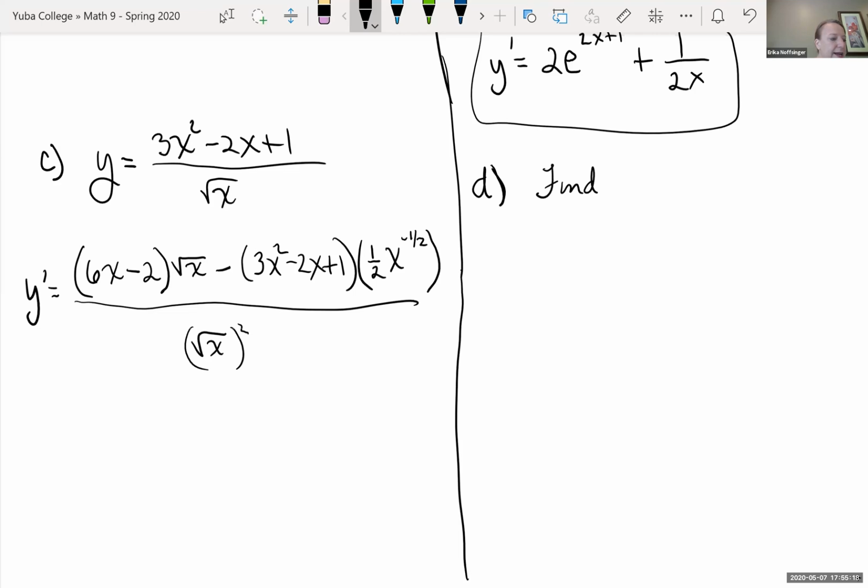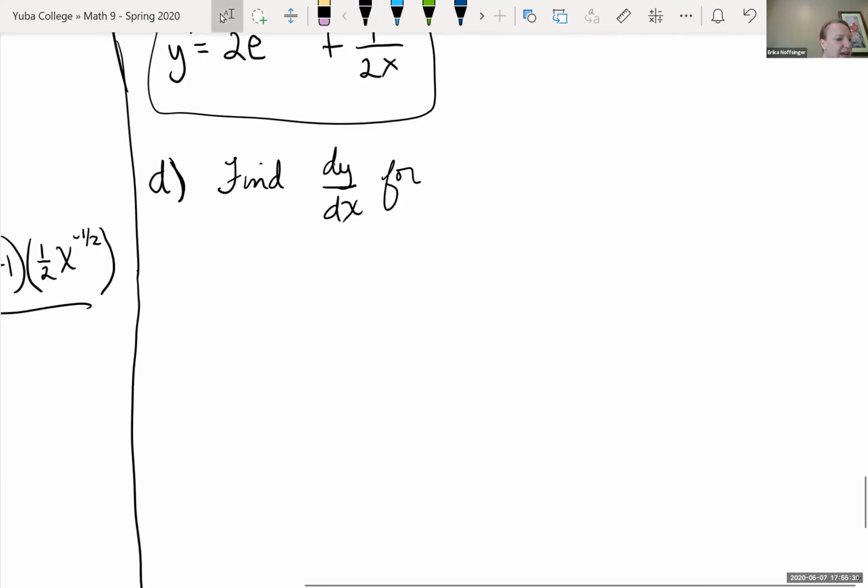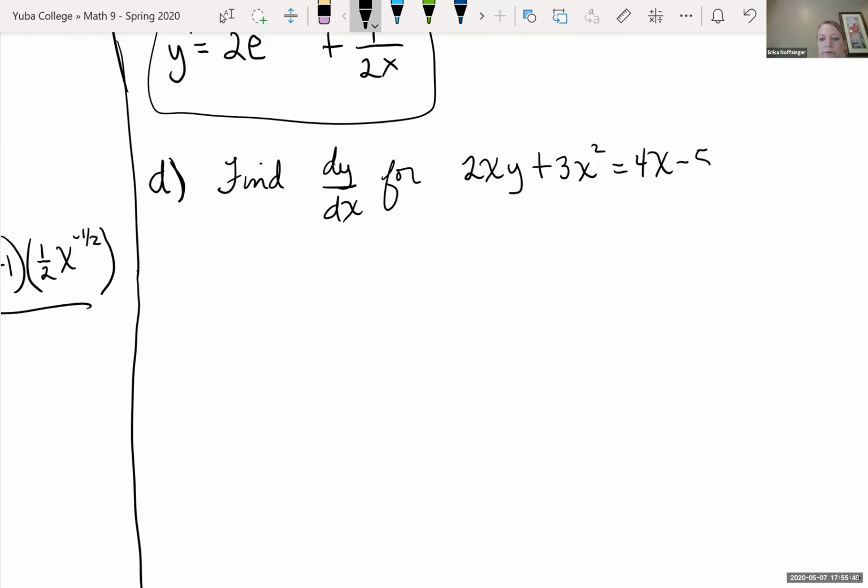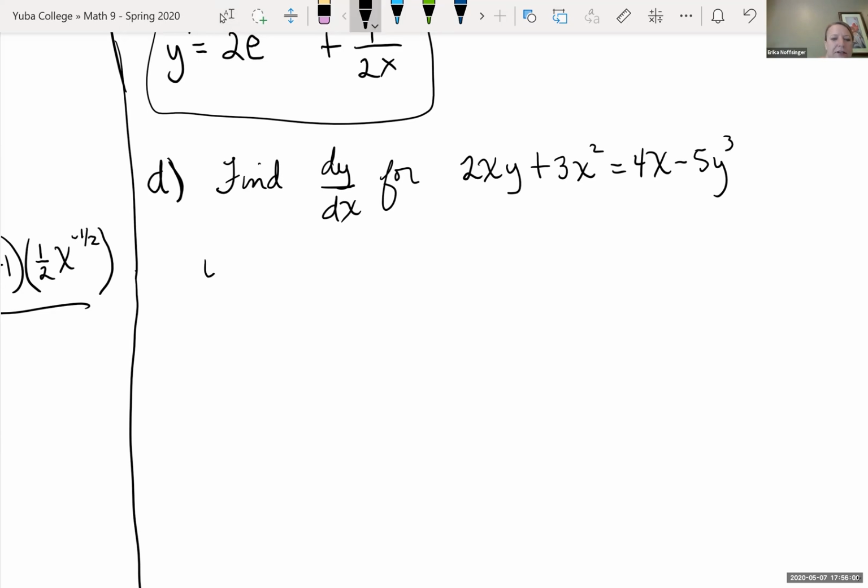So if it says find dy dx for the following, and we have 2xy plus 3x squared equals 4x minus 5y cubed. Okay, notice I can't get this where it's just y equals. It says find dy dx. We want to use implicit differentiation.